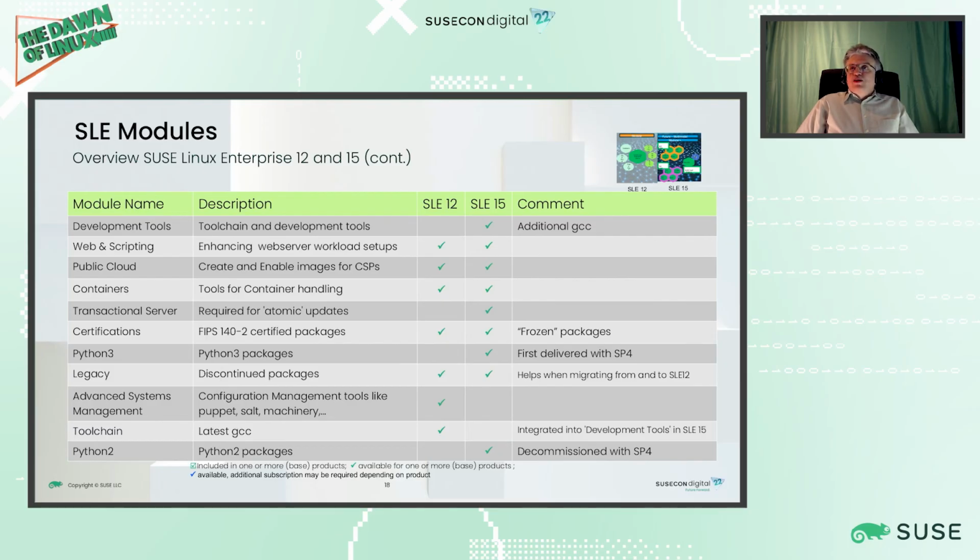Instead of the Python 2 module, we will deliver with SP4 for the first time a Python 3 module, which will contain not only an additional Python 3 version compared to the system one that we already have in the base system, but also the module packages for the Python 3 version that we have there. This module will grow over the upcoming months, so be patient there and keep a lookout. It will get more and more packages throughout the year.